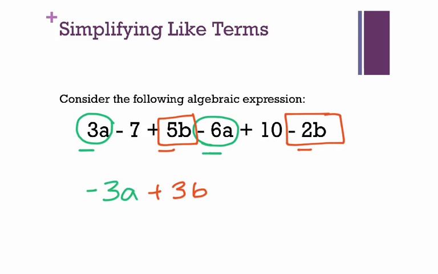Think of it as if you had 5 balloons, and you took away 2 balloons. How many balloons do you have left? You have 3. So that's where I'm getting the 3b from.